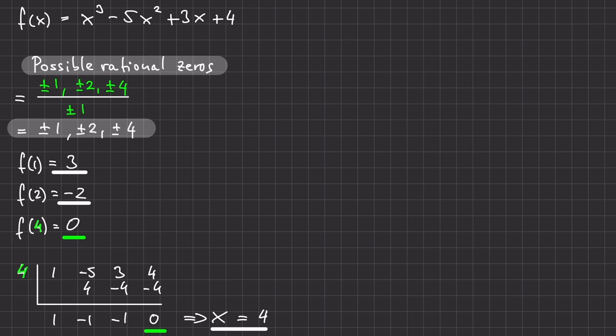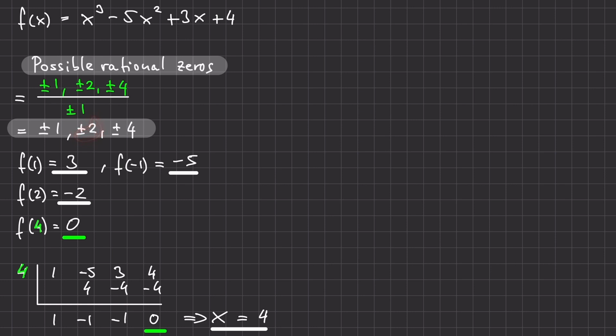Note that using synthetic division is much easier than plugging 4 into the function. Keep in mind using synthetic division when dealing with bigger numbers. Let's plug in the next number, which is negative 1, to see if we have more rational zeros. Negative 1 cubed is negative 1, minus 5 is negative 6, minus 3 is negative 9, plus 4 is negative 5. So f of negative 1 equals negative 5.